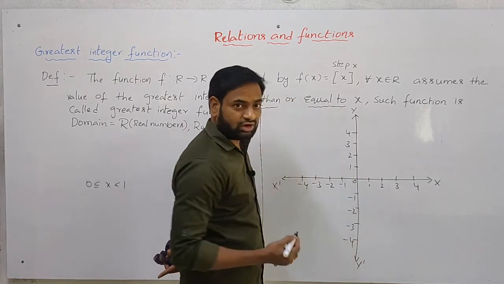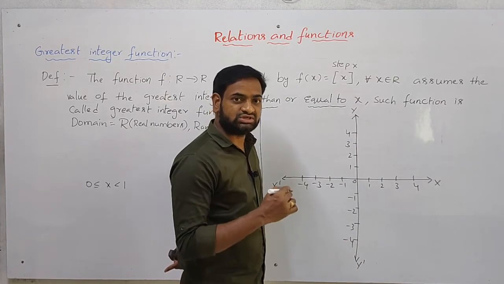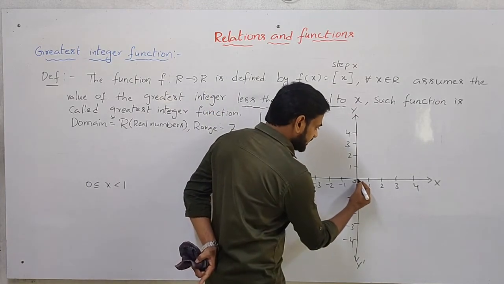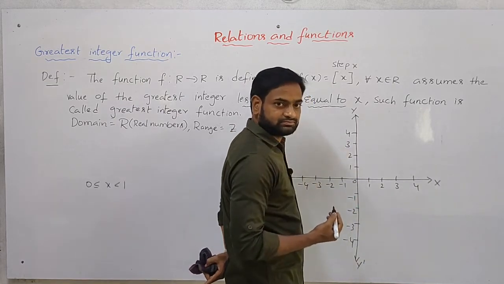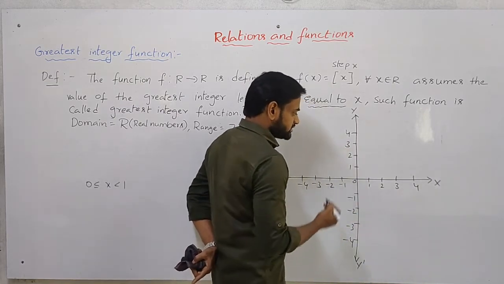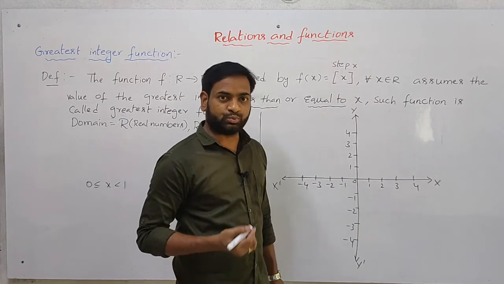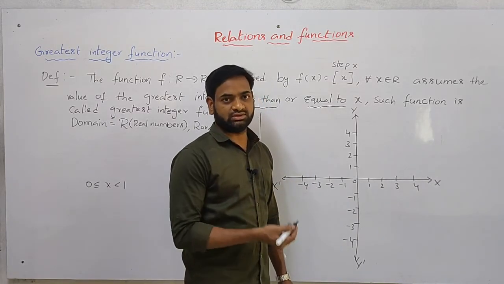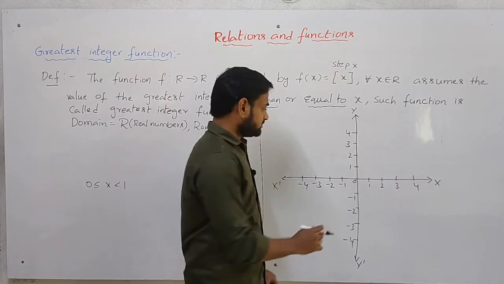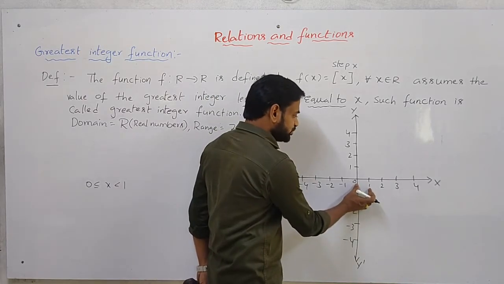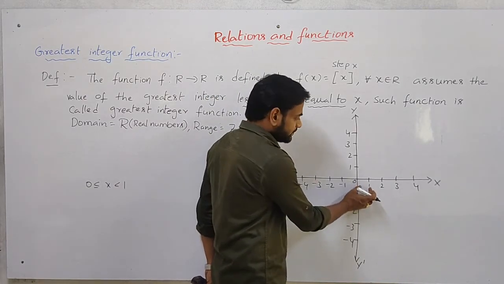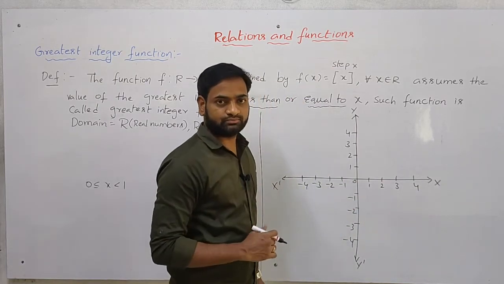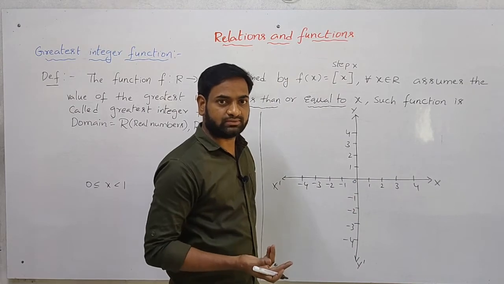So 0 and 1. What is the least value of 0 and 1? It is 0. So on the x-axis, only the point 0. Suppose we take 0.2, the answer is 0. 0.3, 0. 0.9 also lies between 0 and 1. Between 0 and 1, the least value is 0. Your answer is 0 only.